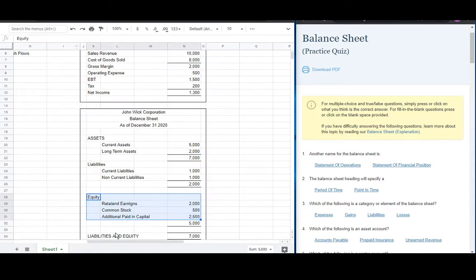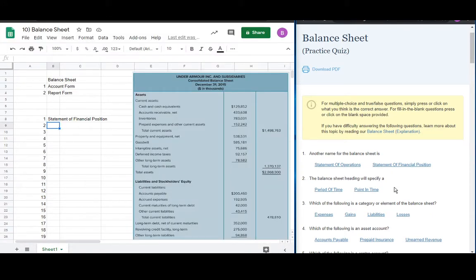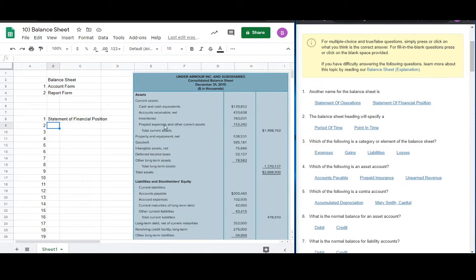Where did we drop off? Okay, here, number 2. The balance sheet heading will specify a period of time. Oh no, a point in time, sorry. So here it is on December 31, 2015 as of. So it is the balance starting when the corporation was incorporated, or when the business was starting to live. Ito yung accumulated na balance from the very start.